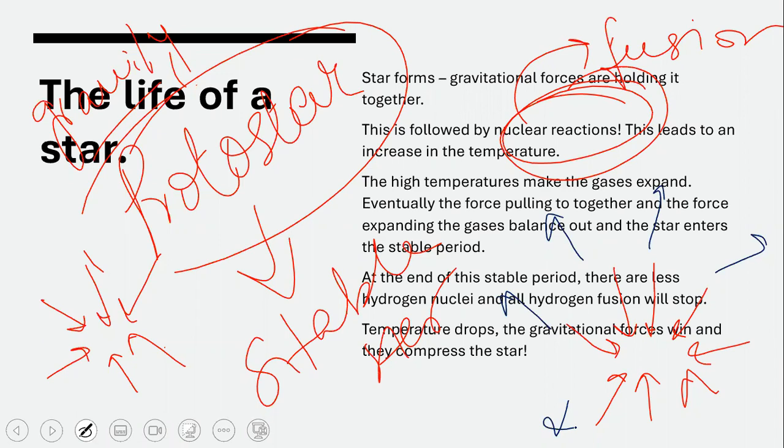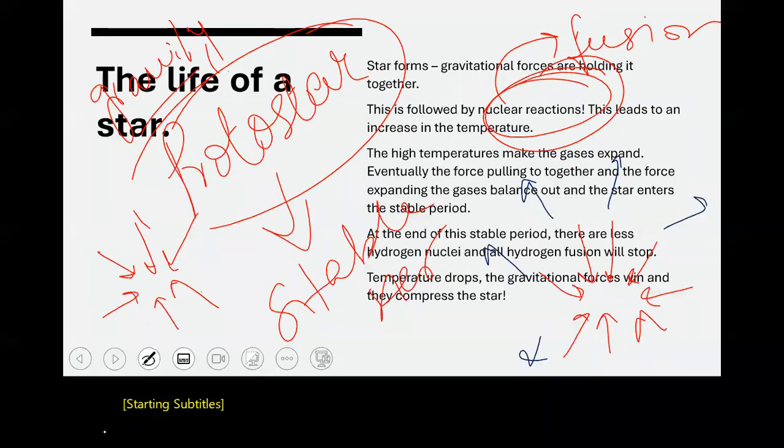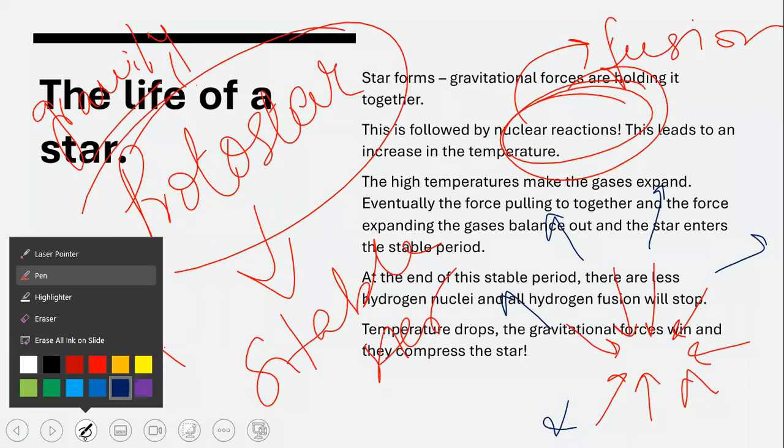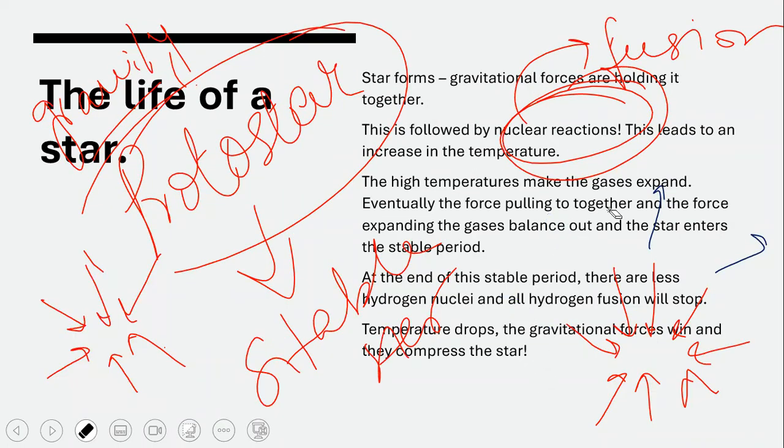There is no more hydrogen. Nuclear fusion cannot take place. The temperature will drop. What will happen? No more expansion. The temperature will drop and expansion is gone.